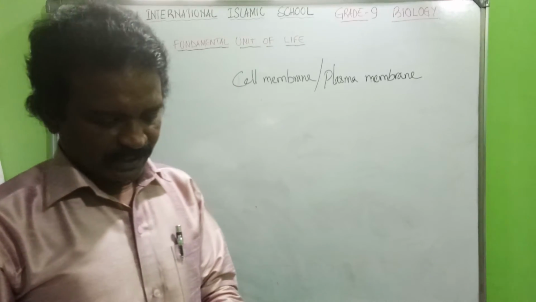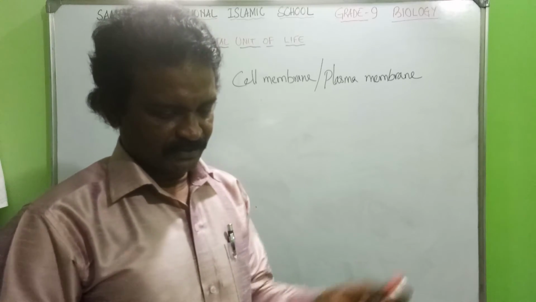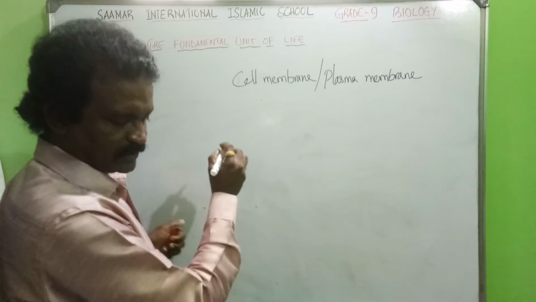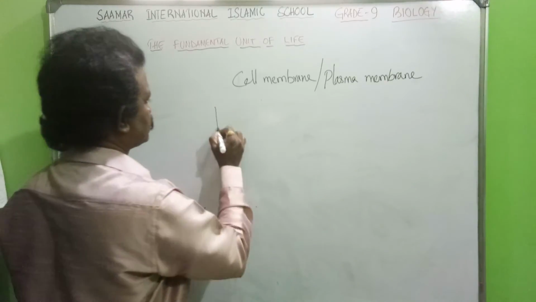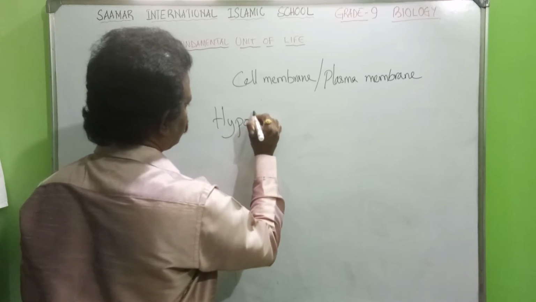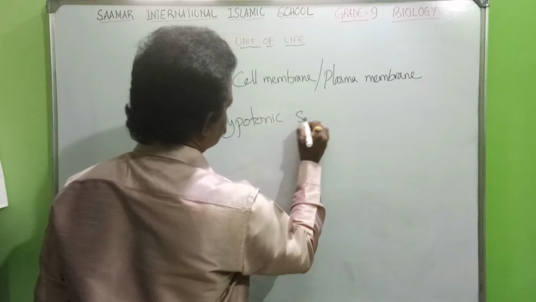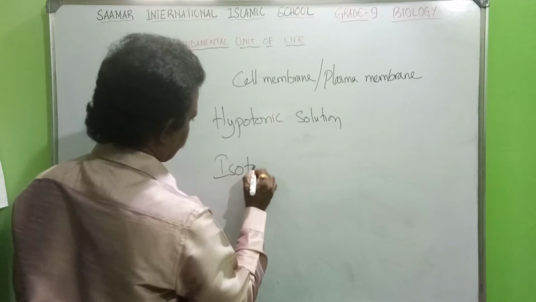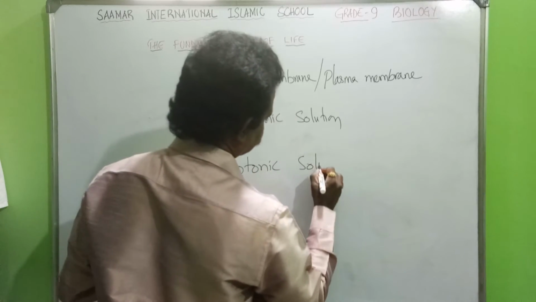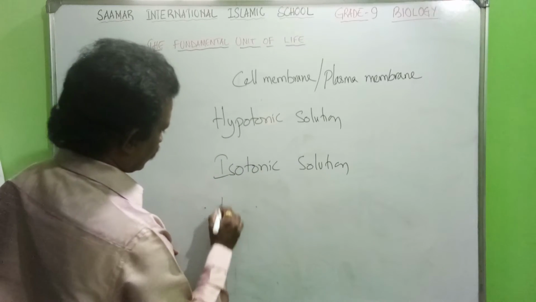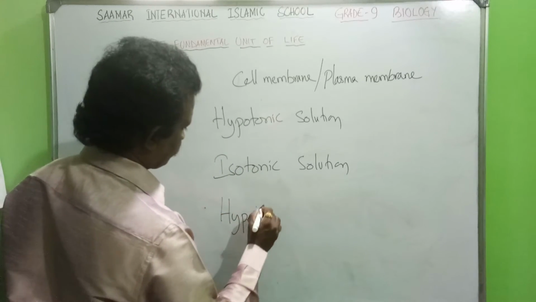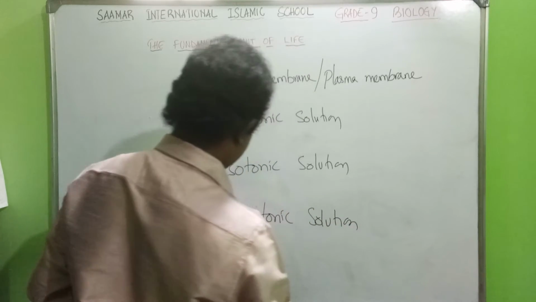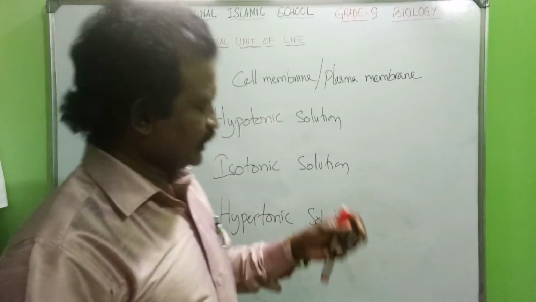Is it clear? Now, under this, we are studying three types of solutions here. First one is hypotonic, isotonic, and hypertonic. Okay, I'll say one by one: hypotonic solution, isotonic solution, and hypertonic solution. Okay, is it clear? Now, what is hypotonic?